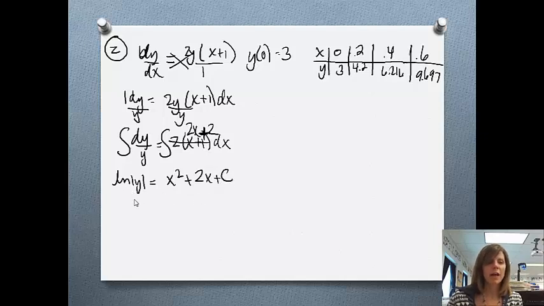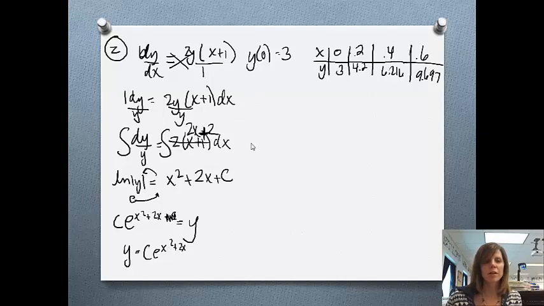To get rid of the ln, we will do the logarithm loop, if you recall that. So I'm going to get e to the x squared plus 2x plus c is equal to y, and if you remember from previously working these problems, we get to put the c out front. So I'm going to have y equals c e to the x squared plus 2x, and then from here we need to find a particular solution. When x is equal to 0, y is 3, so I have 3 equals c e to the 0 squared plus 2 times 0. That's going to give me that c is equal to 3. So my particular solution would be y equals 3 e to the x squared plus 2x.